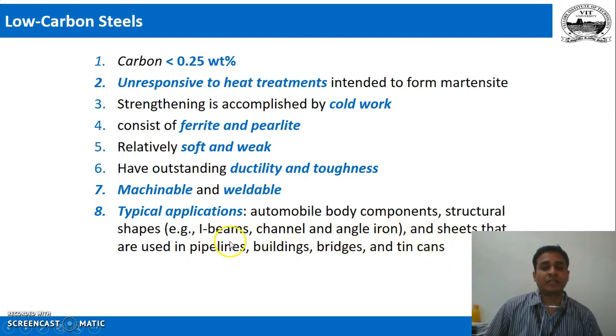Why do bridges and buildings use low carbon steels even though they have low hardness? Simply because they have ductility and toughness, and they don't fail suddenly. That is what we want when we use some material for bridges, right?